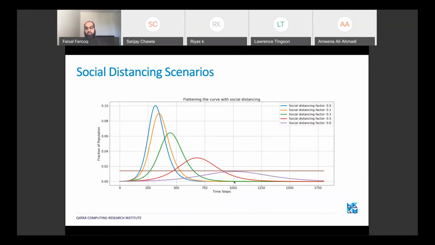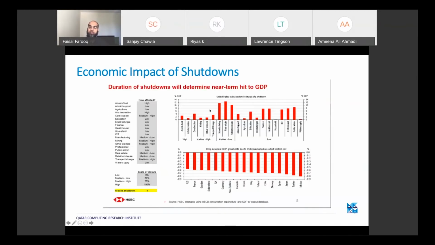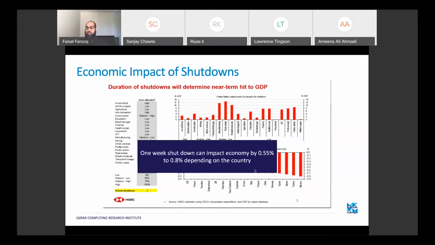Now, all of this is only one side of the story. What we're missing here is that all of these shutdowns also lead to economic impact. This is a slide HSBC prepared. This was basically the percentage contribution towards the GDP in the United States by each sector. And it also shows how much of an impact on the economy a week of shutdown within each sector has. Long story short, one week of shutdown can actually impact the economy by 0.5%, 0.8%, which is huge. And Sanjay was recently telling me that the economy shrunk by 1 point something percent here, or in the GCC area. In the US, actually, in the last quarter, the economy shrunk by 4.5% in the first quarter of 2020. So this has very significant impacts, and this impacts our future as a people.